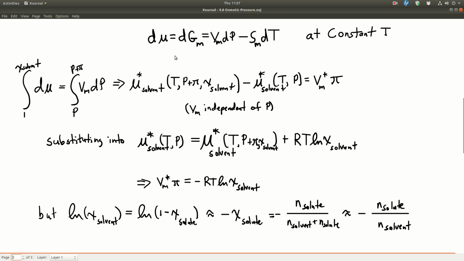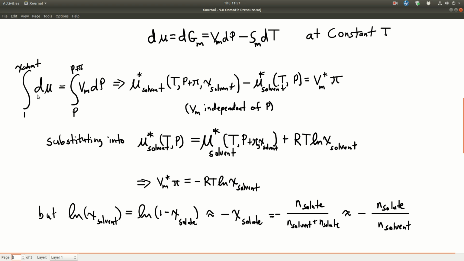Now, we also know that the chemical potential is equal to the molar Gibbs energy, or d mu is equal to dGm, and dGm is equal to the molar volume dP minus the molar entropy dT. At constant temperature, which is our situation here, dT is 0, so we get d mu is equal to molar volume dP. Now what we're going to do, guys, is integrate both sides of that equation, from pure solvent, which is mole fraction of 1, up to some arbitrary mole fraction of the solvent, and from the initial pressure, the outside pressure, to the pressure plus the osmotic pressure.